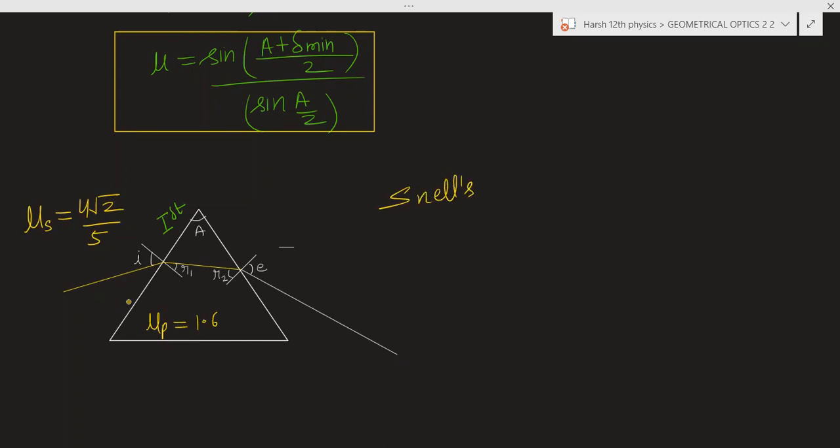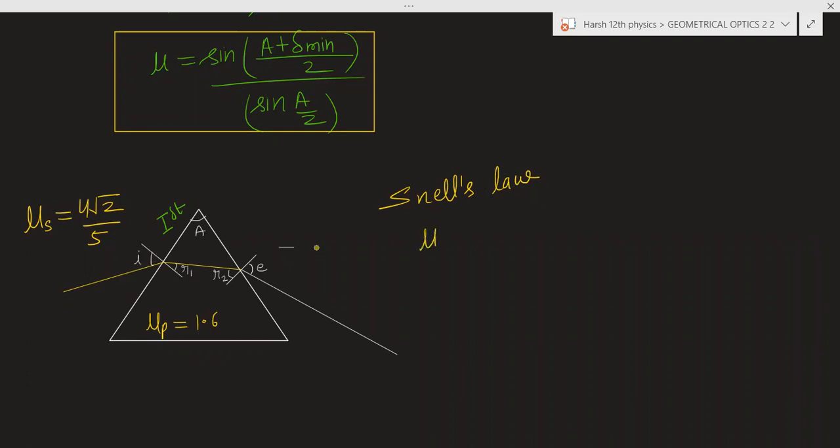In the solution, they have not done it completely. They have just divided it, taking the refractive index directly. Okay, Snell's law you will apply now. So when you apply Snell's law, how will you apply it? This refractive index multiplied by sine I.